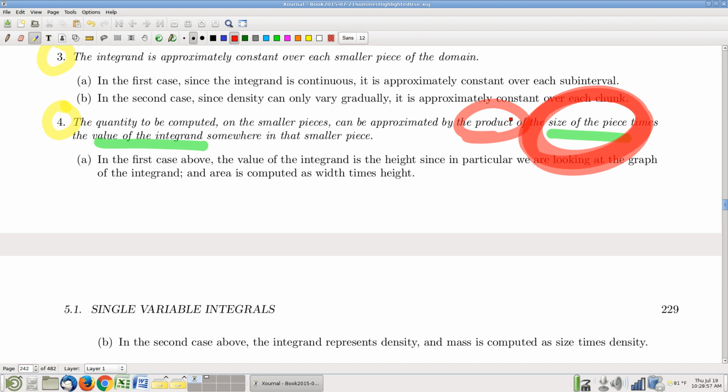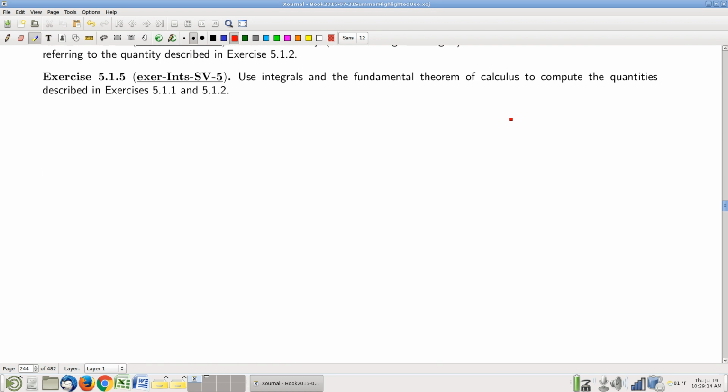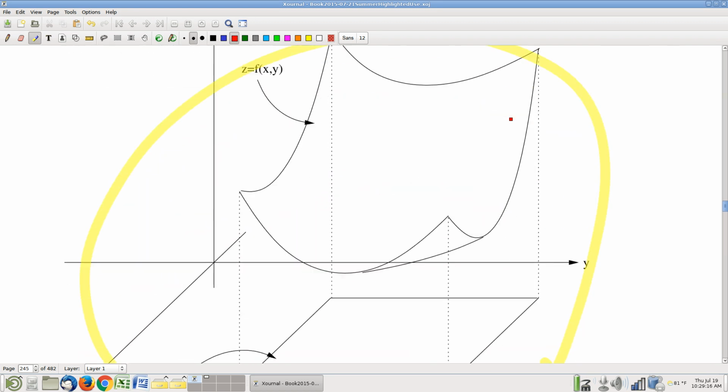Okay, so if we're going to talk about a two-dimensional domain, the big thing to get accustomed to is that with a two-dimensional domain, if you chop it up into little pieces, the size of that piece is not a length. The size of that piece is area. Okay. All right. Little applications I'm going to let you all work through there.